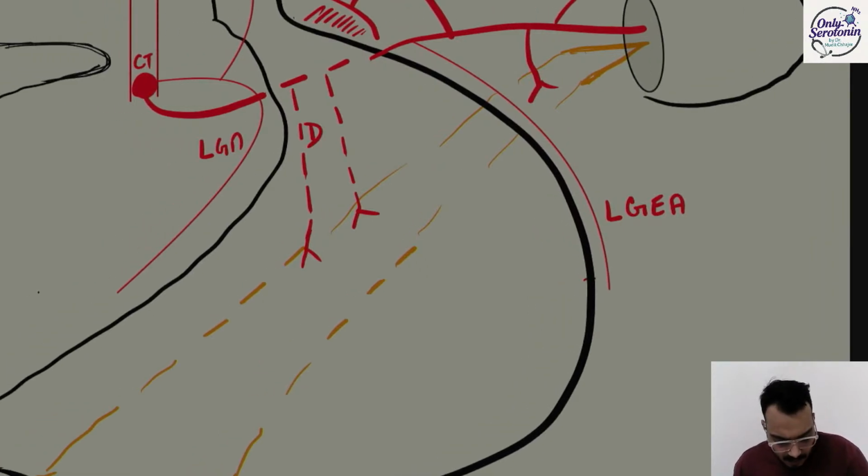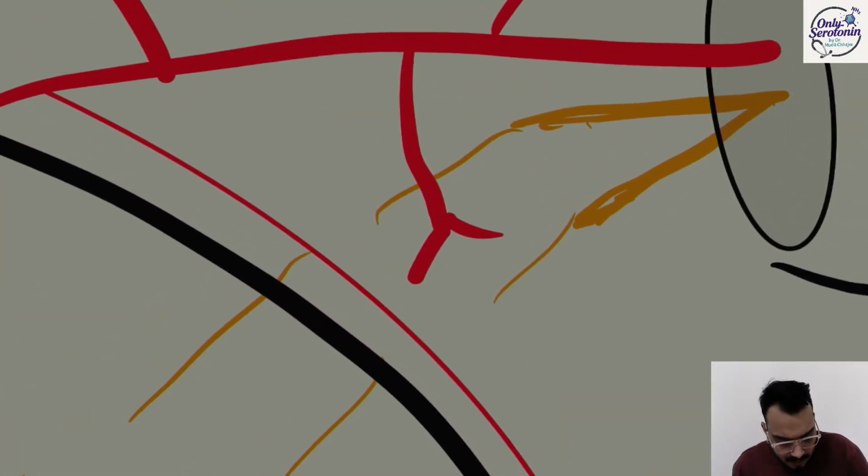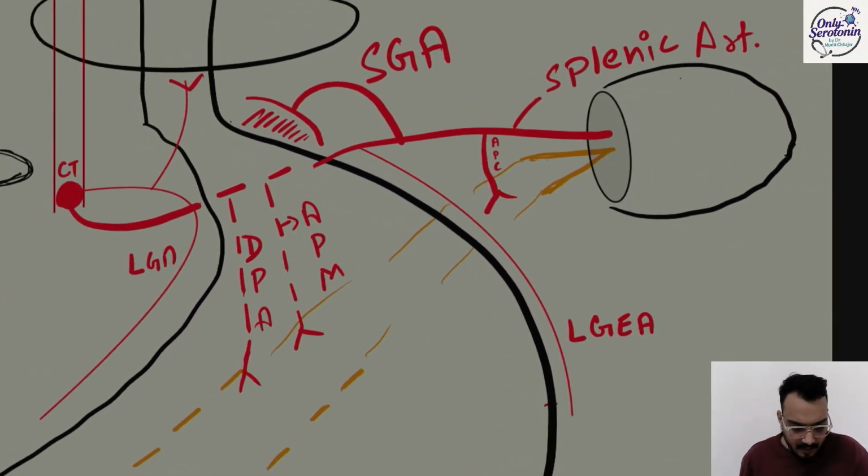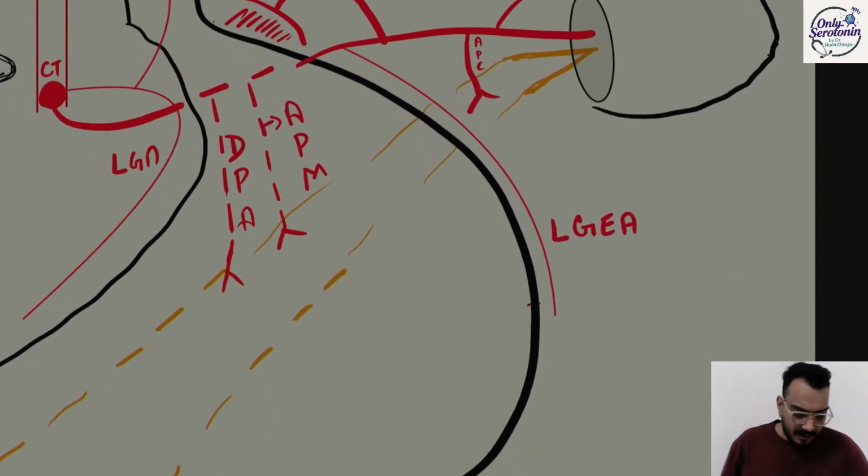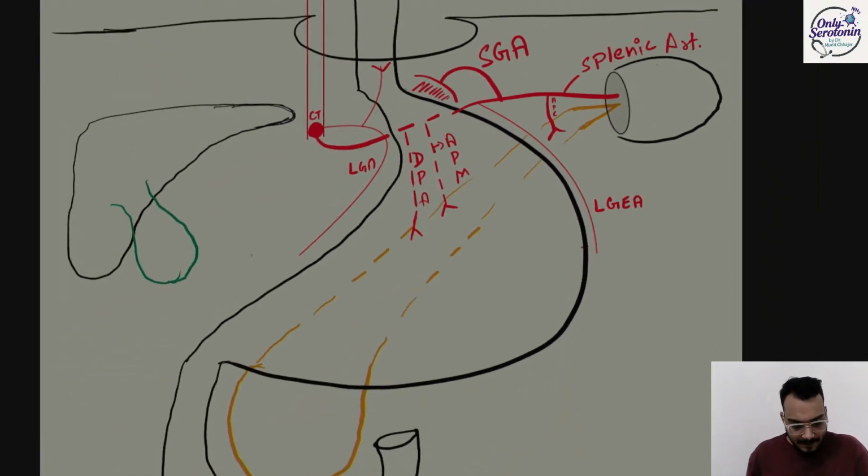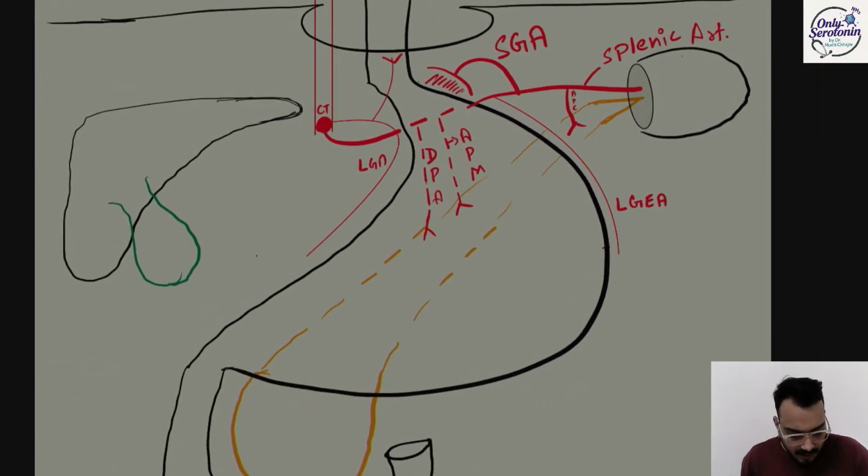This is my dorsal pancreatic artery. This is my arteria pancreatica magna. Here is my arteria pancreatica cauda. Then we have short gastric arteries and the left gastroepiploic artery. That's all about your splenic artery. The last branch is the hilar branches.